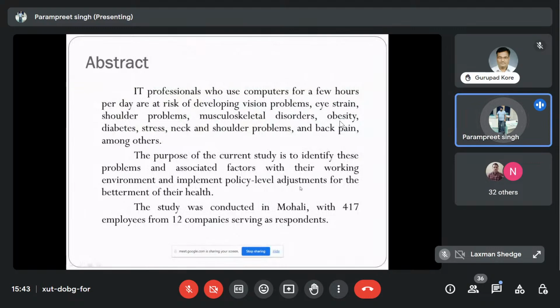IT professionals who use computers for a few hours per day are at risk of developing vision problems, eye strain, shoulder problems, musculoskeletal disorders, obesity, diabetes, stress, neck and shoulder problems, and back pain, among others. The purpose of the current study is to identify these problems and associated factors with their working environment and implement policy level adjustments for the betterment of their health. The study was conducted in Mohali with 417 employees from 12 companies serving as respondents.